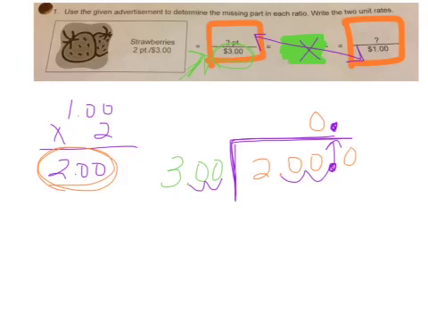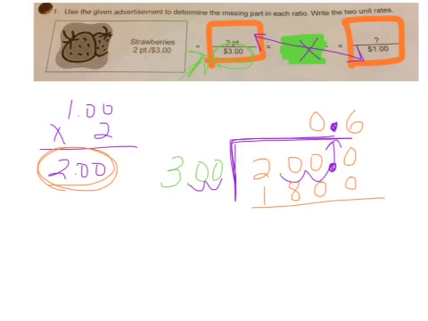I'm going to guess and say that it's going to be 6 because I know 6 times 3 is 18, and that's really close to 20. So I'm going to put a 6. 6 times 0 is 0. 6 times 0 is 0. Then 6 times 3 is 18.